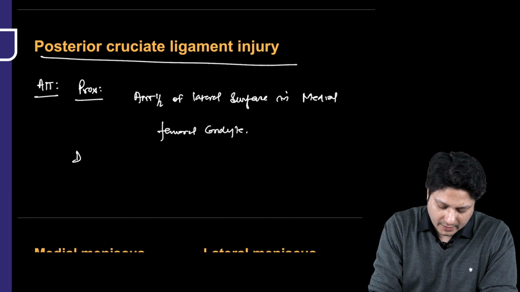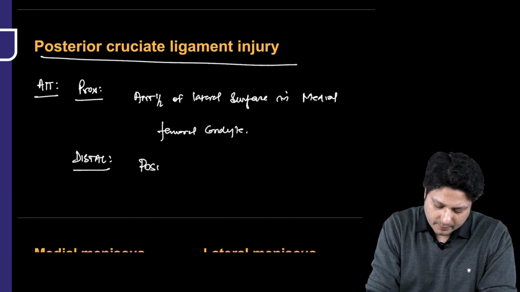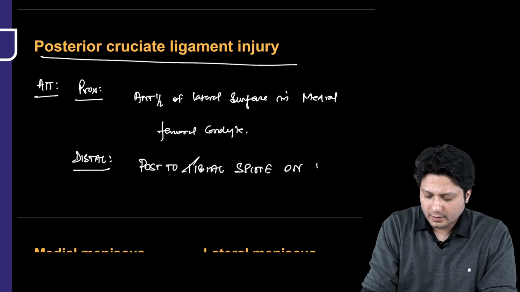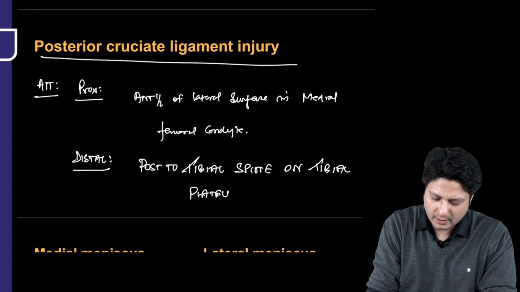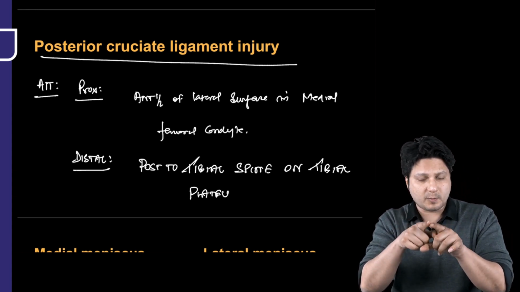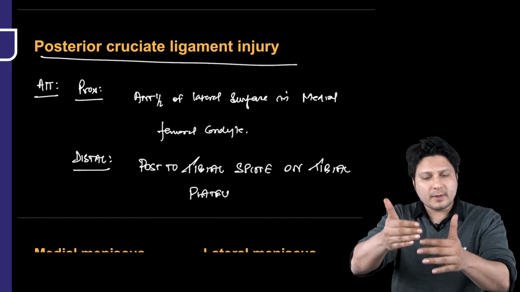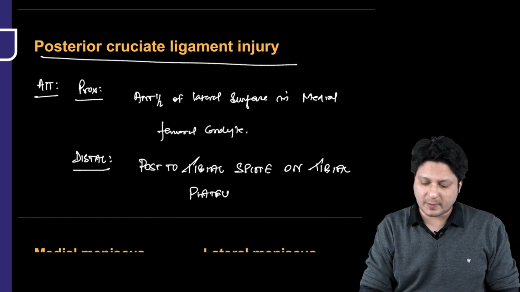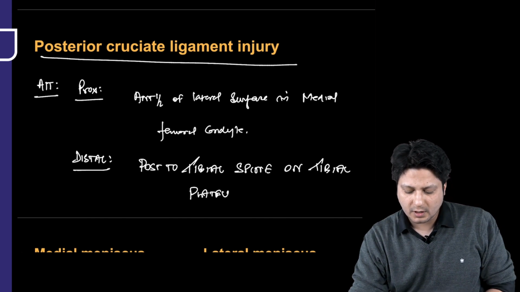And as far as the distal attachment of the posterior cruciate ligament is concerned, it is posterior to the tibial spine on the tibial plateau. As I told you, this tibial plateau has a bony projection in the form of a tibial spine. One ligament is attached anterior to this, known as the anterior cruciate. One ligament is attached posterior to this, known as the posterior cruciate ligament. So posterior to the tibial spine on the tibial plateau. This is what you have to remember about the posterior cruciate ligament injury.